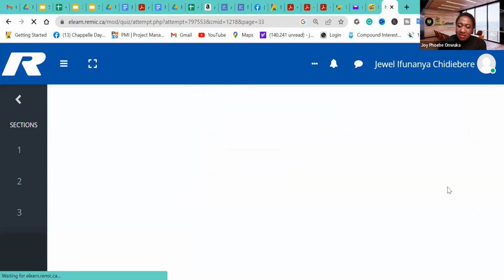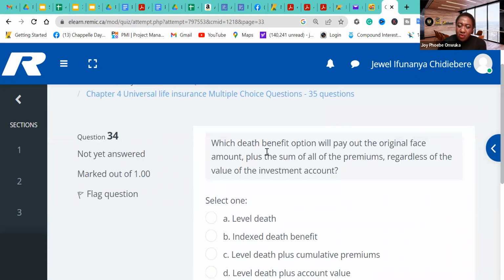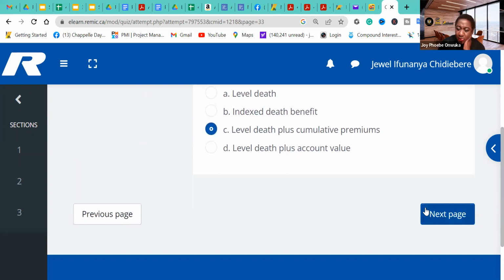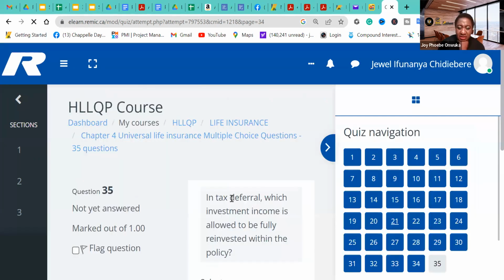I think so. 34. Which death benefit option will pay out the original face amount plus the sum of all premiums regardless of the value of the investment account? Level, no. Index, no. Level plus cumulative premium, yeah. All right.